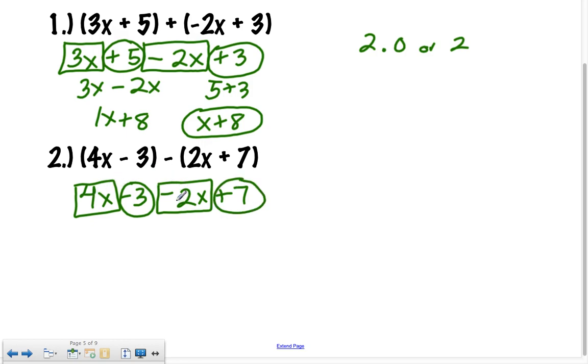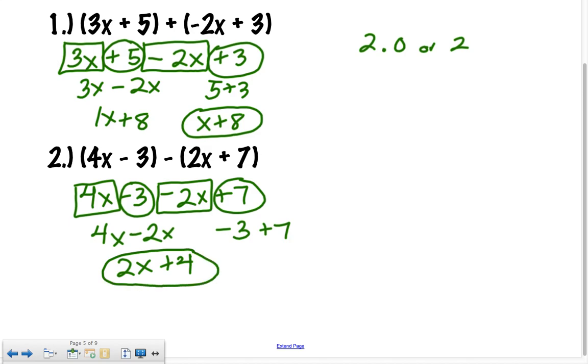So I'm going to combine these two boxes together, ignoring this negative 3 for a second. So we have 4x minus 2x. Well, 4 minus 2 is 2, so 2x. And then I'm going to combine this negative 3 with a positive 7, ignoring this negative 2x. Negative 3 plus 7 will give us a positive 4. Because you cannot combine 2x with 4, since 4 doesn't have an x, it's as far as you can go. So that is your answer for number 2.